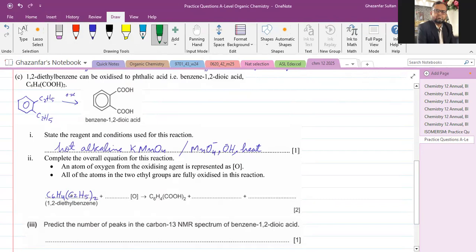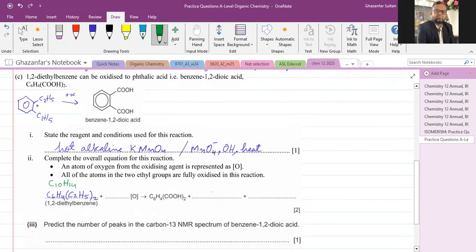How many carbon is total here? 2 and 6, 8. So you can write C8, not 8, sorry. 2 twos are 4, 4 and 6, 10. C10. And hydrogen, 5 twos are 10, 10 and 4, 14. So it is C10H14, and the product is C6H4, with COOH twice.